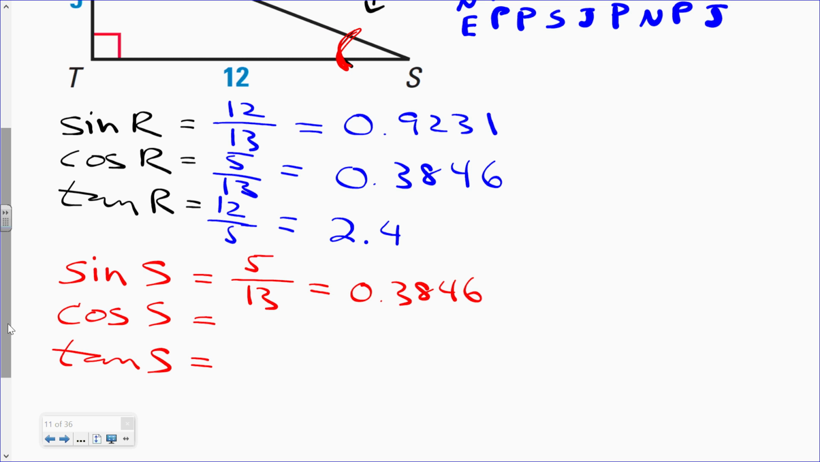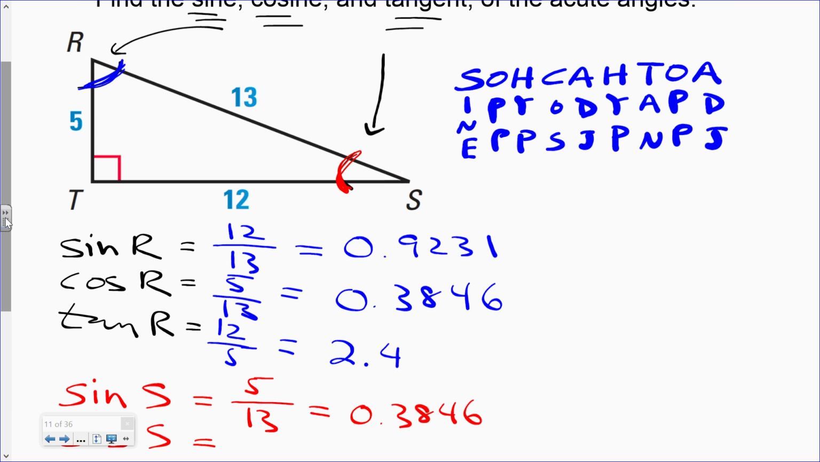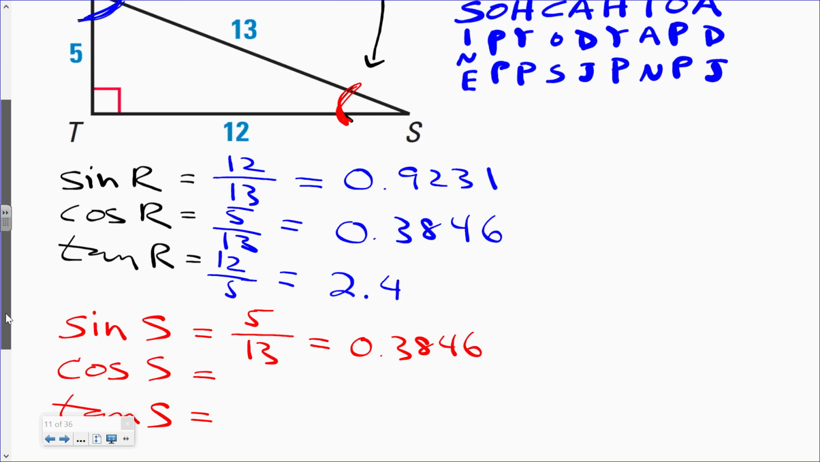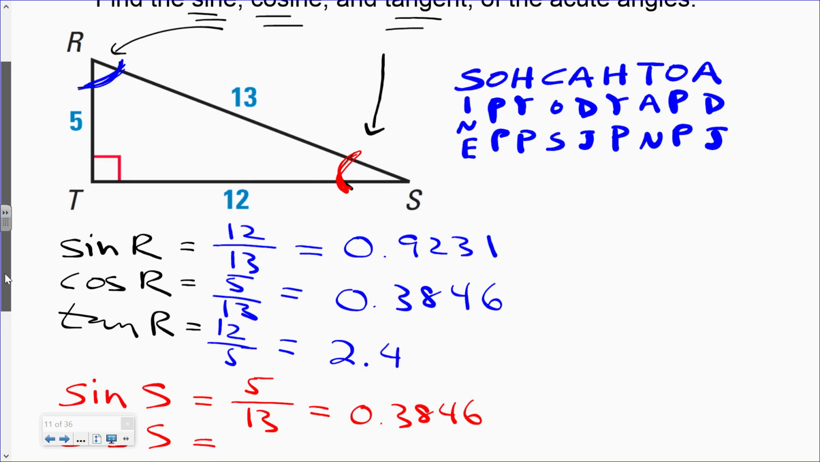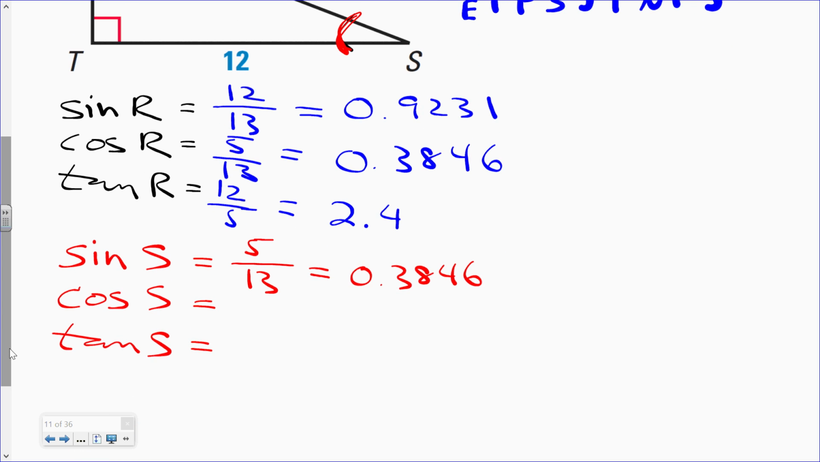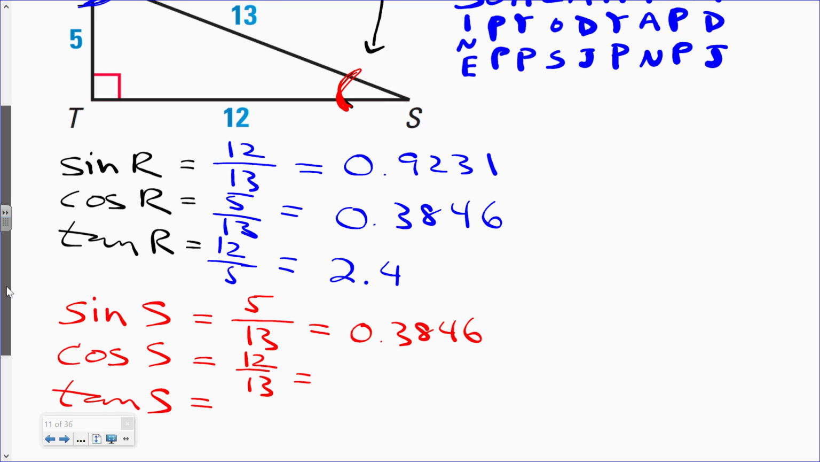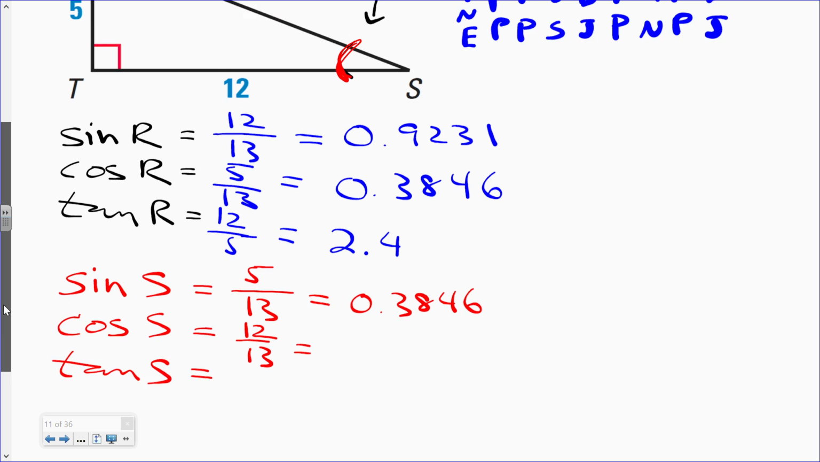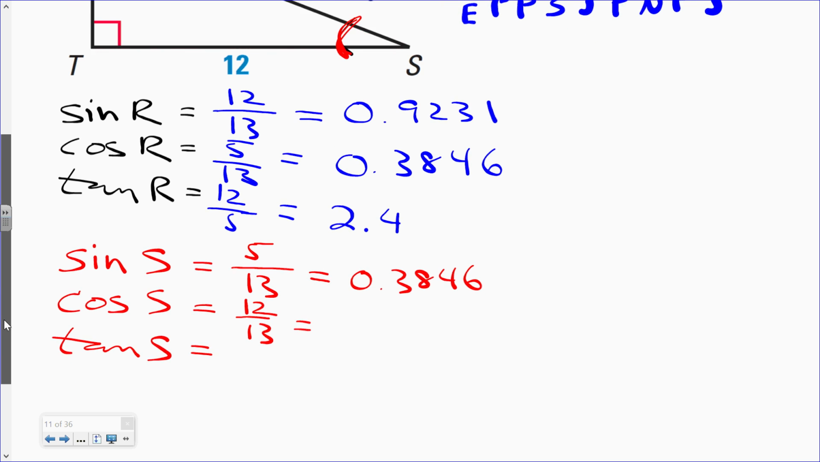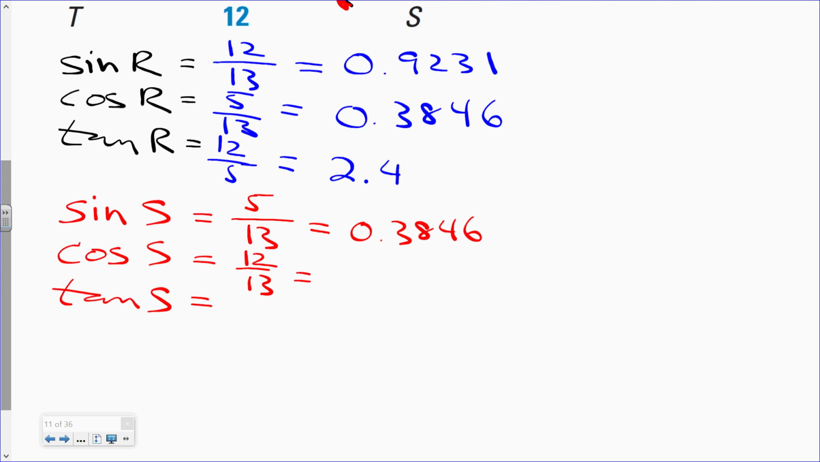Okay, cosine of S now. What does SOHCAHTOA say? Cosine is adjacent over hypotenuse. Adjacent is 12 over hypotenuse 13. Very nice. Didn't we do 12 over 13 before though? Yeah, it's right up here. 0.9231. So the sine of R is actually the cosine of S. The ratio is the same, 0.9231.